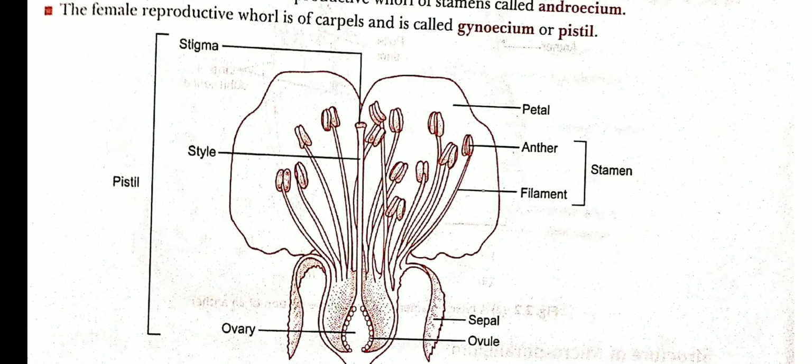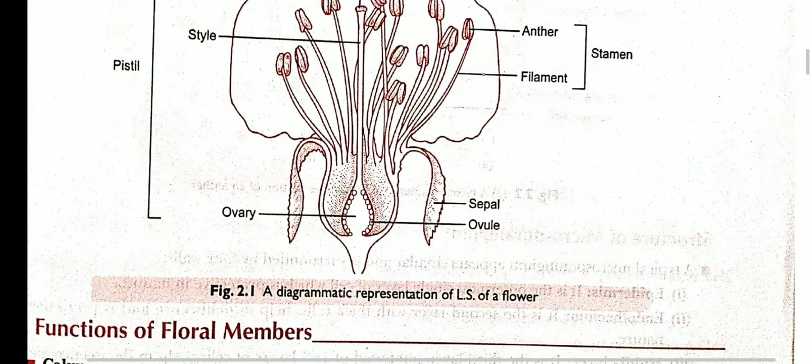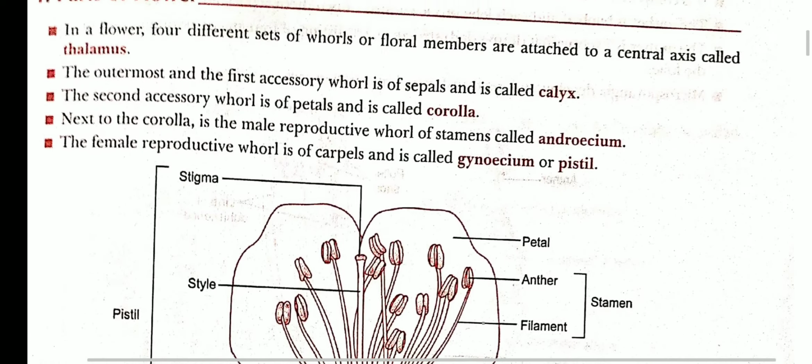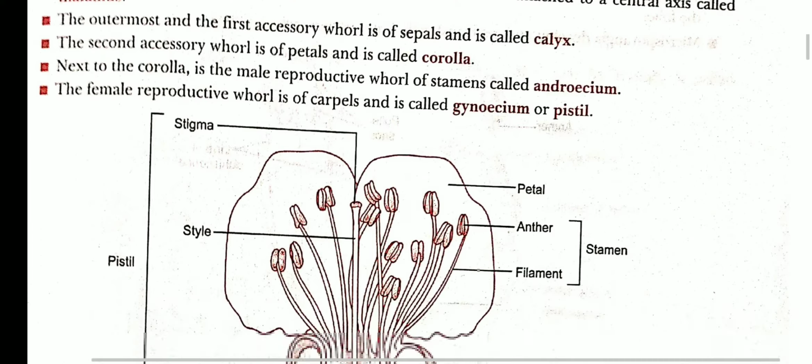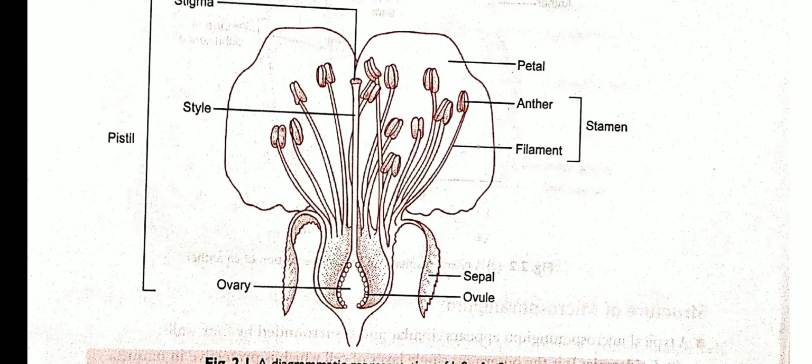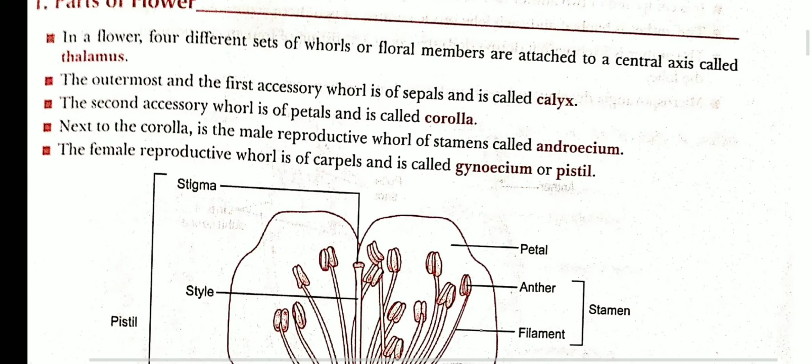In bisexual flowers, the floral parts are divided into four whorls, and these four whorls are attached to the swollen base called the thalamus. The outermost accessory whorl, which includes sepals, as shown in the diagrams, is called the calyx, and the calyx is green in some plants or might be colored. Generally, it is green and includes the sepals.